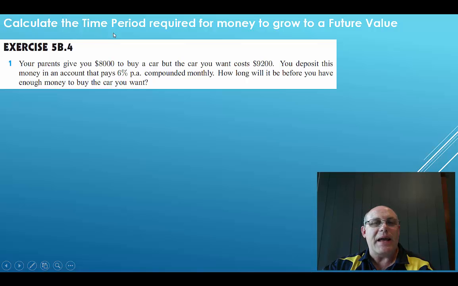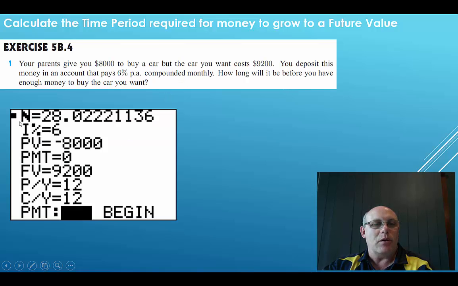5B4, we need to calculate the time period required for the money to grow to a future value. So your parents give you $8,000 to buy a car that you know costs $9,200. You deposit the money in your bank account, 6% compounded monthly. How long will it be before you can buy your car?